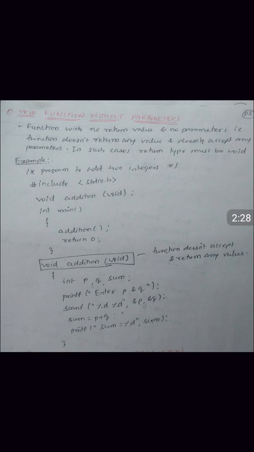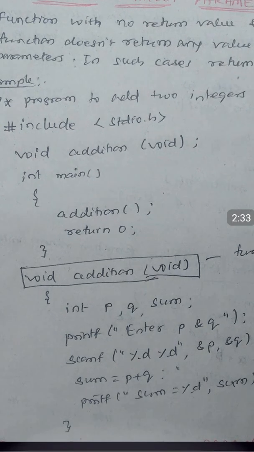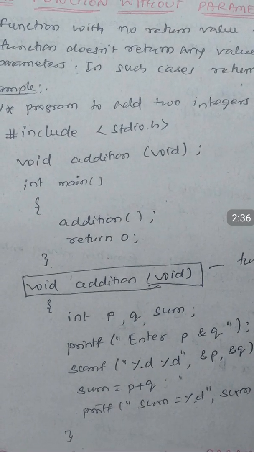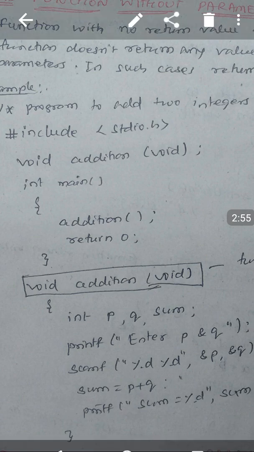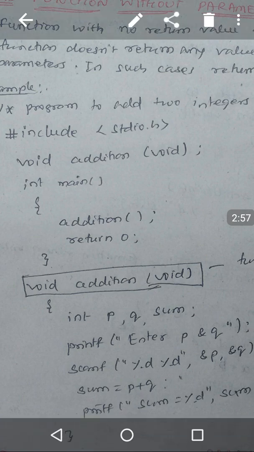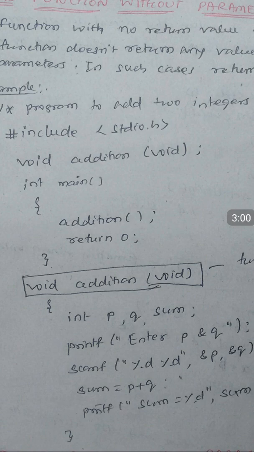Void function without parameter. In this example, we use a function named addition. The function is not going to use any kind of parameter, so in the parenthesis it is referred to by the keyword void, and the function will not return any type of argument, so the return type is void. The function is used without a parameter and without any return value.